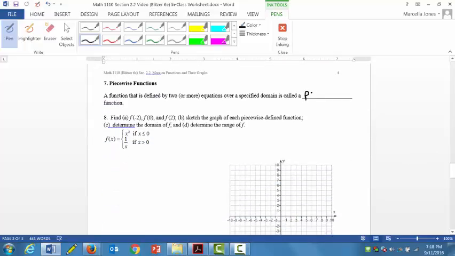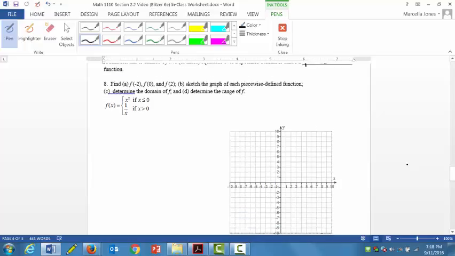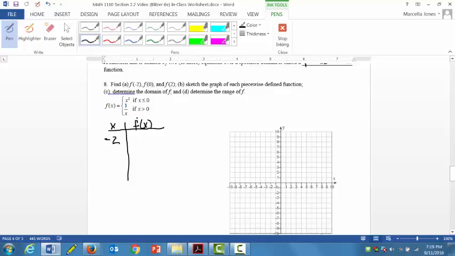Now we want to look at piecewise functions. These are functions defined by two or more equations over a specified domain. And here we're given a piecewise function. If x is less than 0, f of x is x squared. If x is greater than 0, f of x is 1 over x. When x equals 0, f of x is, again, x squared.